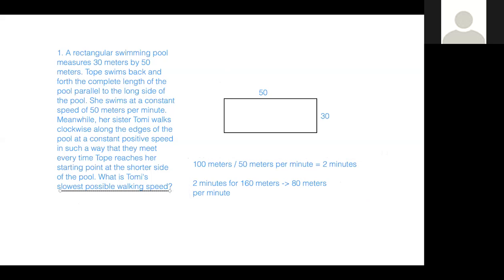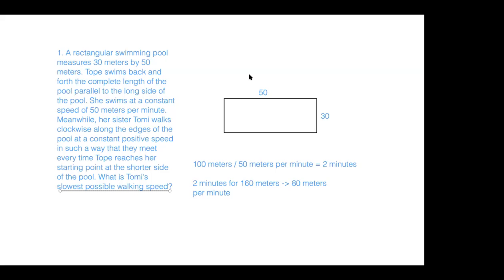So let's see how that would work. In 2 minutes, when Taupe finishes 100 meters and goes back and forth, Tommy should finish at least one round of the perimeter, right? That's what we computed here. In the same 2 minutes, she should walk 160 meters and finish one round of the perimeter. But really, we don't say that she has to walk one round of the perimeter. She has to walk some number of rounds around the perimeter.